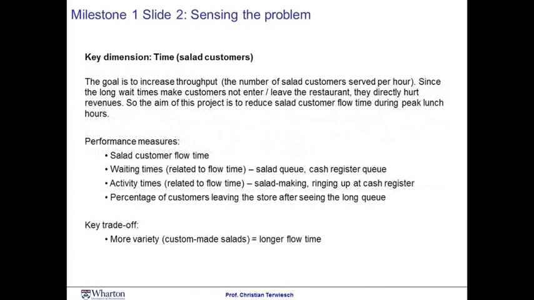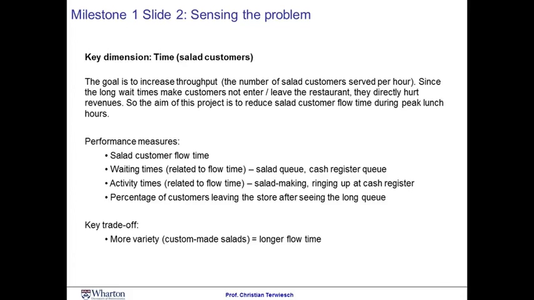Now, after the first slide describes a little bit the operation in which you're working, the second slide is picking a key performance dimension that is relevant for your operation and that you want to focus on for the Coursera Operations project. In the case of Marco, he picked the time it takes him to serve salad customers. So these are customers who want a custom-made salad for Marco. The time to serve these salad customers is a key performance measure.